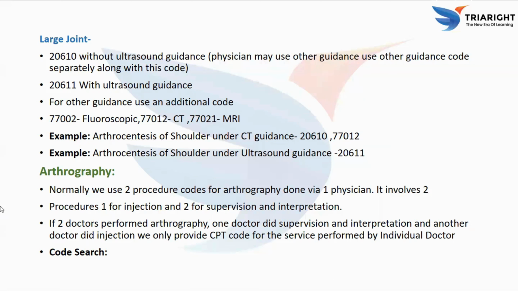And the next procedure is arthrography. So what is arthrography? It's an injection of contrast material into a joint, and this arthrography is followed by imaging such as X-ray, CT and MRI. So what is the coding rule for arthrography? Usually two CPT codes are used when one physician performs it. It involves an injection procedure code and also the supervision and interpretation codes, because arthrography has a procedural part, injecting contrast, and a radiology part, interpreting the images.